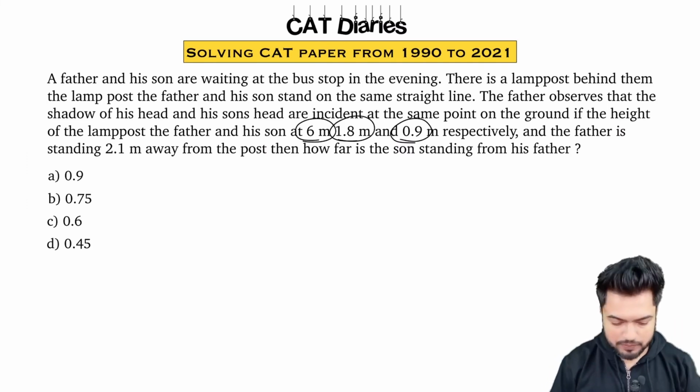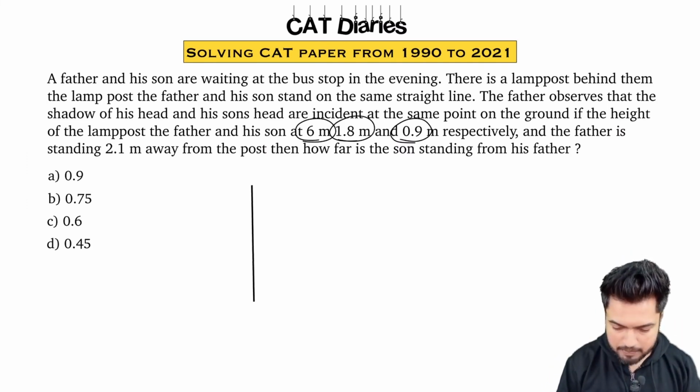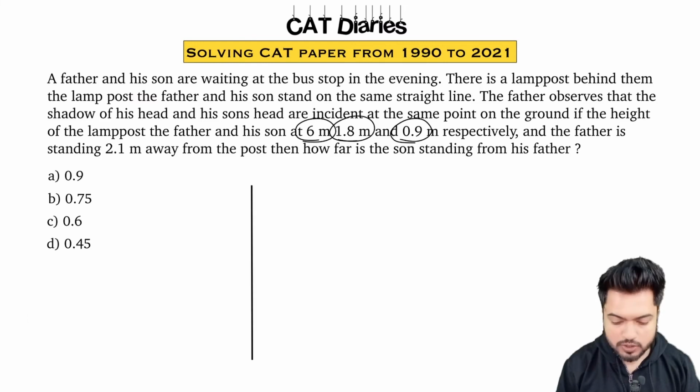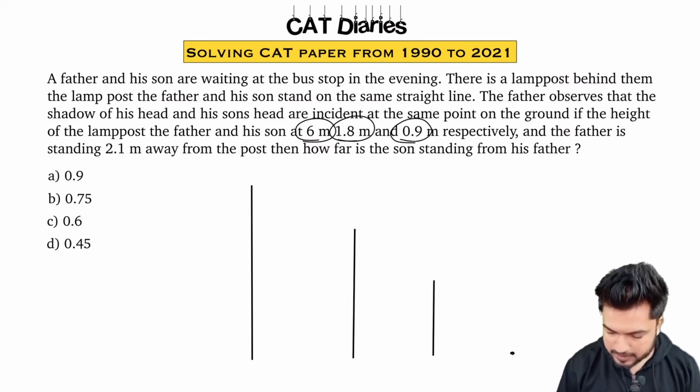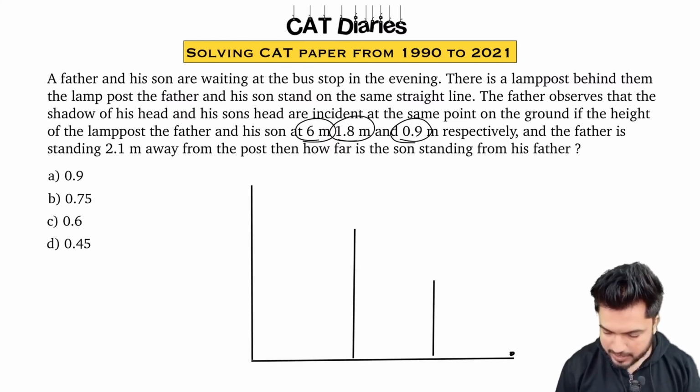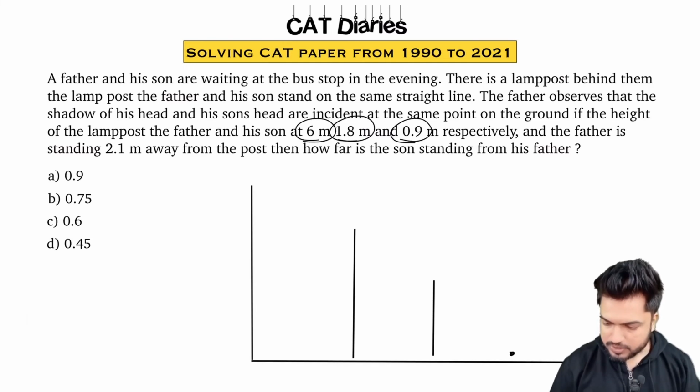There is only one way to make this triangle. If I say this is the lamppost, which is of height 6 meters, and this is the father, who is of height 1.8 meters, then this would be your son, who is of height 0.9 meters, and this is where their shadow would be falling. If I connect this by one line, there are right angle triangles that I can see here. Let's say their shadow is falling at this place. That's how I start with my diagram.